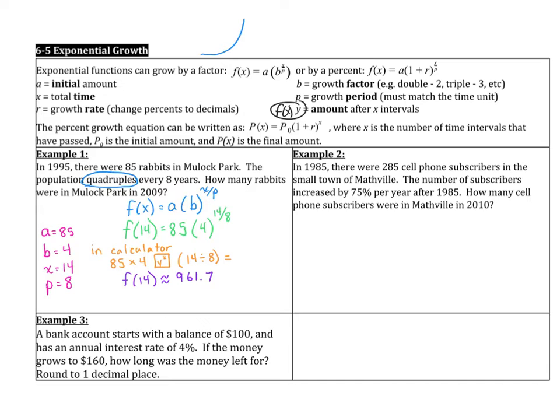961.7. But since we're talking about rabbits, you can't have 0.7 of a rabbit. And normally with rounding, that 7 would round up to 962. But what you have to think about with these examples is we are stopping in 2009. So in 2009, we don't actually have 962 rabbits yet. So that 0.7 means, I guess, one rabbit is still pregnant, hasn't given birth yet to that 962nd rabbit. So in this case, there's actually only 961 rabbits.